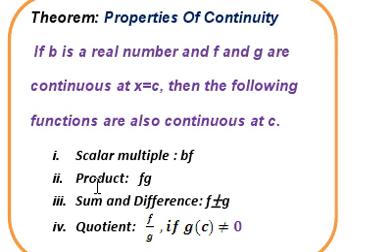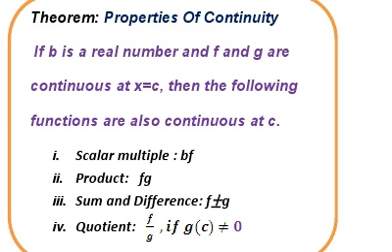The product, which is kind of interesting: if F is continuous and G is continuous, then their product is also continuous at x equals c. The sum and difference, right? You can add two continuous functions and you get a continuous function, or take their difference and you also get a continuous function. The quotient: F is continuous, G is continuous. As long as G of c is not equal to 0, then you also get a continuous function. So you should try testing these out.